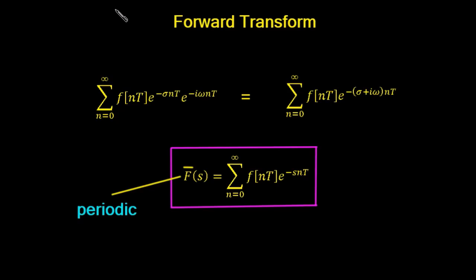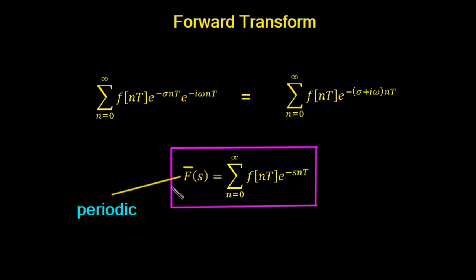So we can take the graphical representation from the previous slide and build up the forward discrete time Laplace transform. So it's going to be the sum from n equals 0 to infinity of f of nT times e to the minus sigma nT times e to the minus I omega nT. We take out the common factor of nT here, and it gives us e to the minus sigma plus I omega nT, and we replace the sigma plus I omega with our complex variable s. So this is going to give us F of s equals the sum from n equals 0 to infinity of f of nT e to the minus s nT.